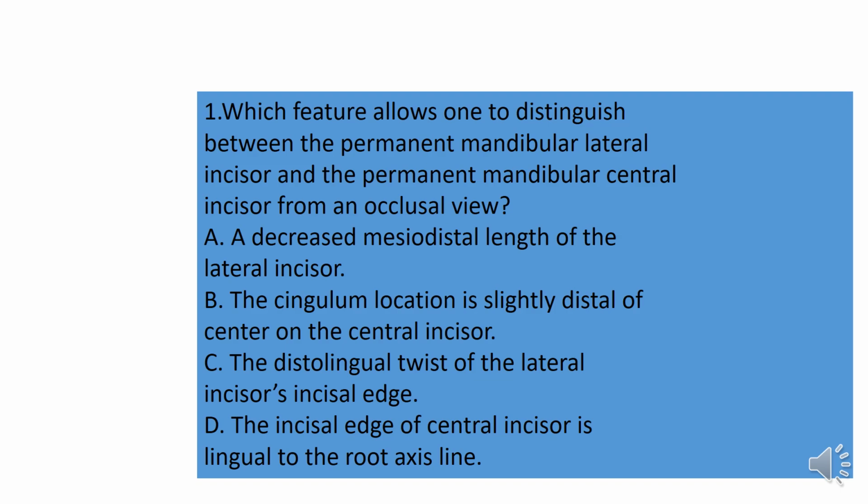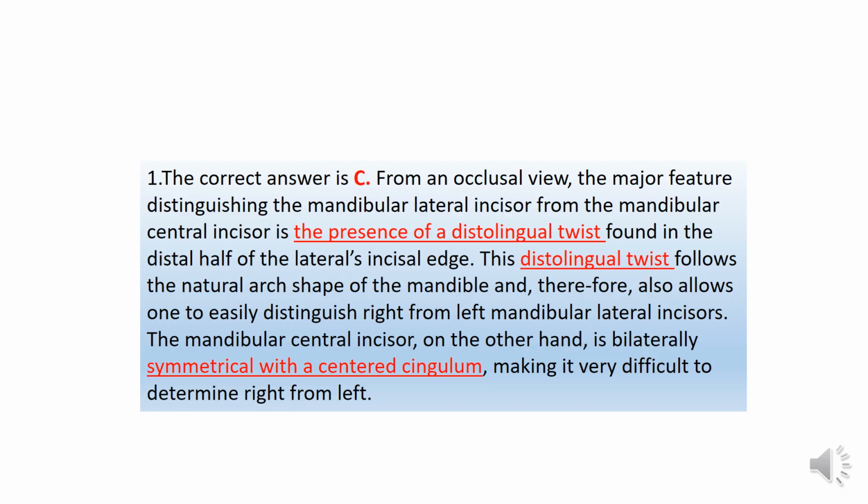Distolingual twist of the lateral incisal edge, which is absent on the central incisor. This is a very distinguishing feature we can use when differentiating mandibular central and lateral incisors. So the correct answer is C. From the occlusal view, the major feature distinguishing the mandibular lateral incisor from the mandibular central incisor is the presence of the distolingual twist found on the distal half of the lateral incisor edge. The distolingual twist follows the natural arch shape, just like the shape of the mandible, so we can differentiate it.